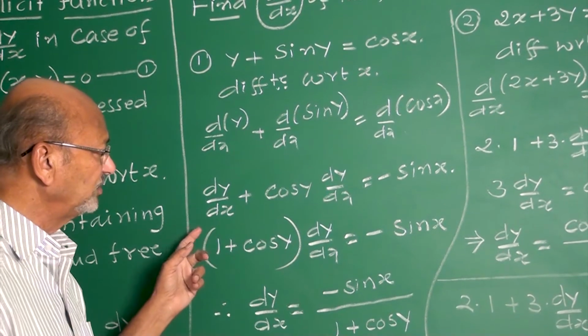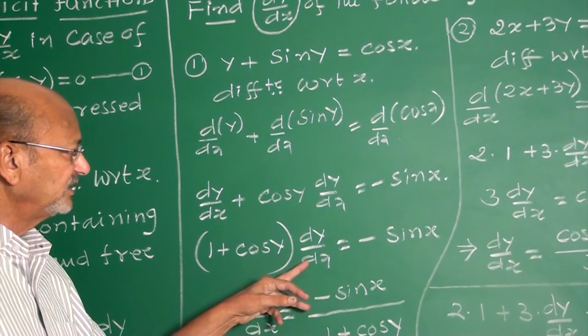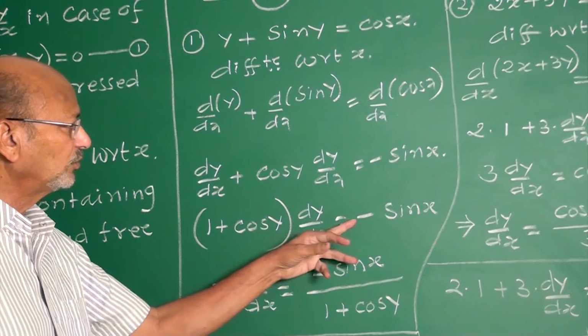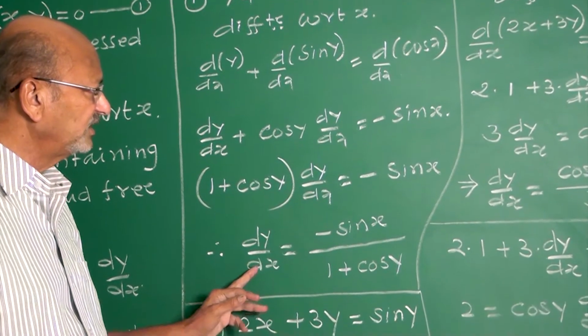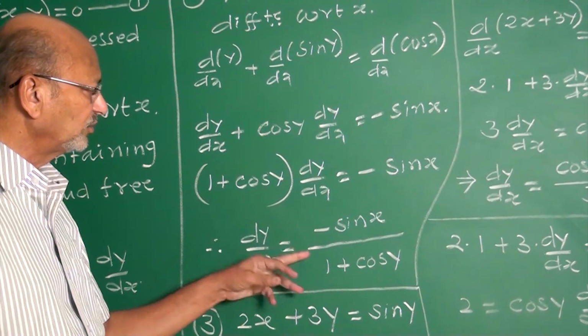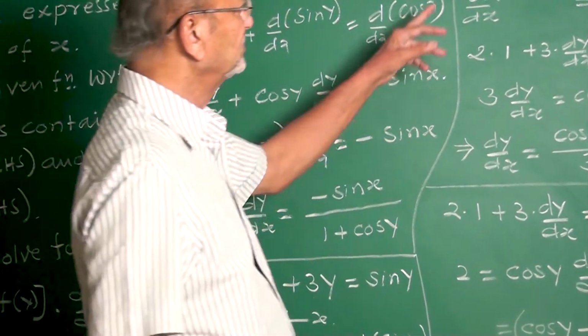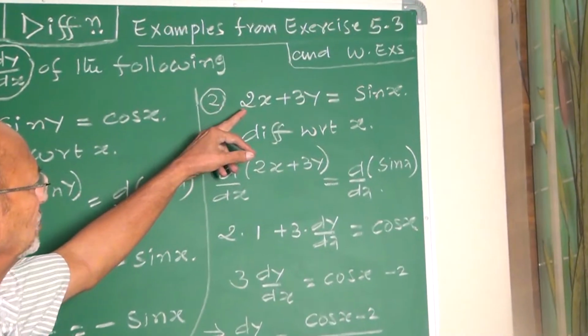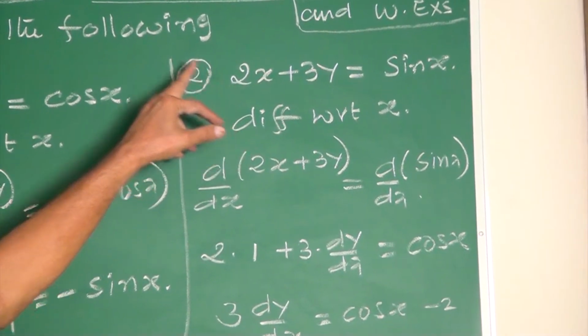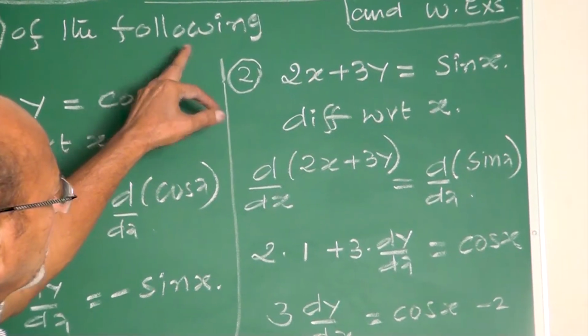Simplify. What is the simplification here? Dy by dx is common. 1 plus cos y equal to minus sin x. So dy by dx is minus sin x upon 1 plus cos y. This is the first example. This is the second example. 2x plus 3y equal to sin x. Commonly I have written: find dy by dx.